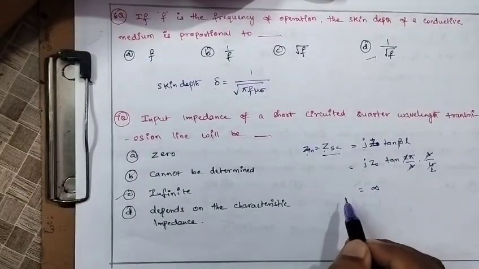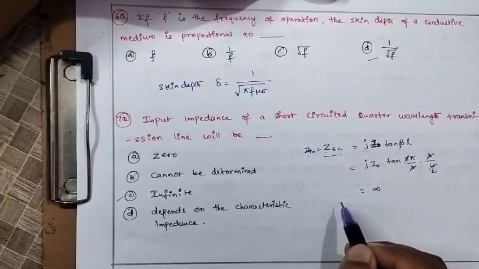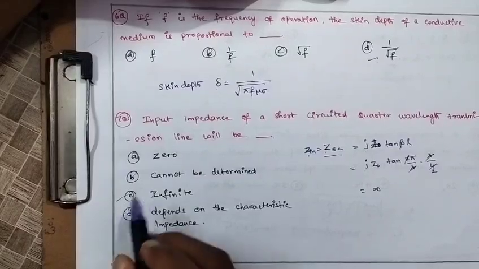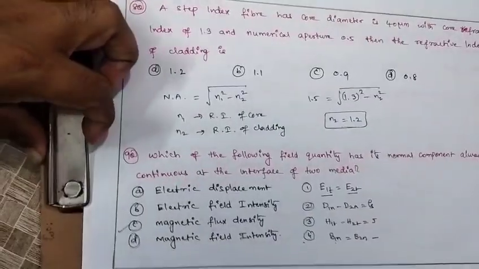So what is the value? A short circuited quarter wavelength transmission line has an input impedance that is infinite. So option C will be the correct answer. Right. Now move to the next question.